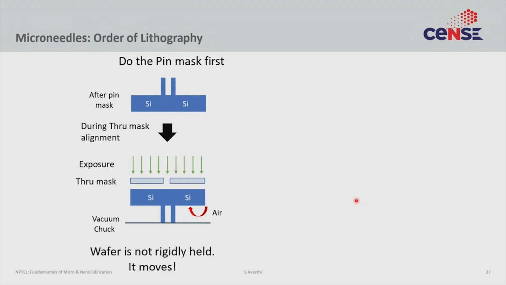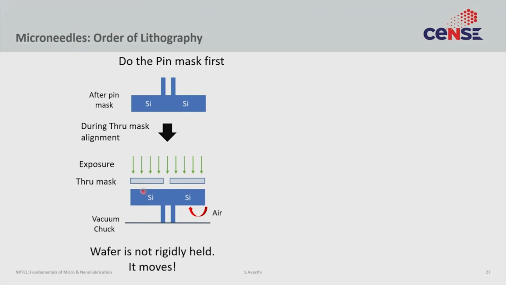What we were trying to do was the pin mask first. So after the pin mask, this is the cross section you have, right? You have not done the through hole, but you have done the pin mask on the front side. And then you turn this wafer upside down, okay? And when you turn this wafer upside down, then you do the through hole mask. So during this through hole mask, you do the alignment. You have an aligner and you position the two together and then you start doing the exposure.